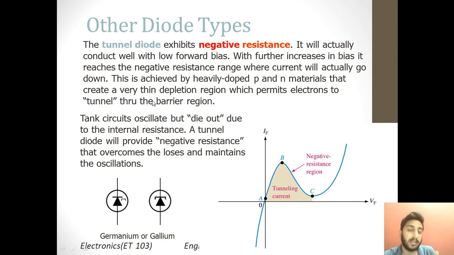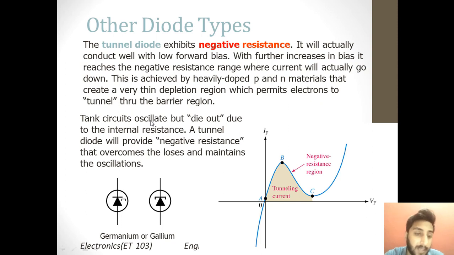because you see that the name shows that it is a tunnel, and this tunnel is very thin in width, and due to this thin region, the current gets limited, and the amplitude of the current will be very much reduced. In tank circuits, the oscillation dies out due to the internal resistance, and this tunnel diode provides negative resistance, and that will overcome the losses and maintain the oscillation.